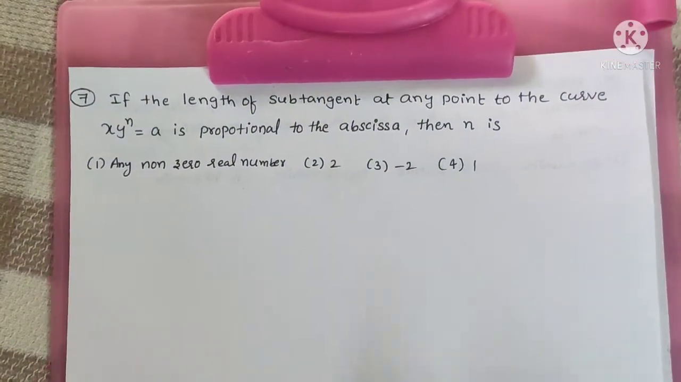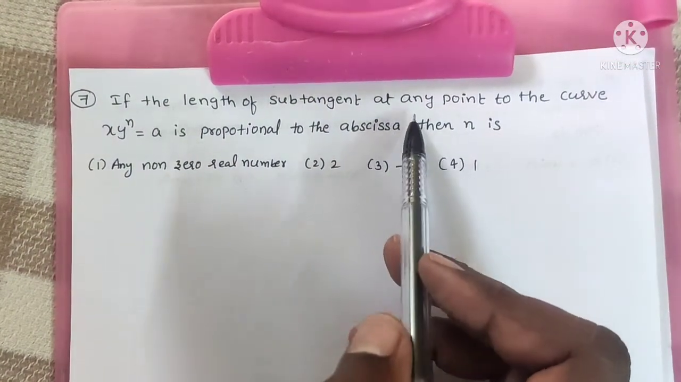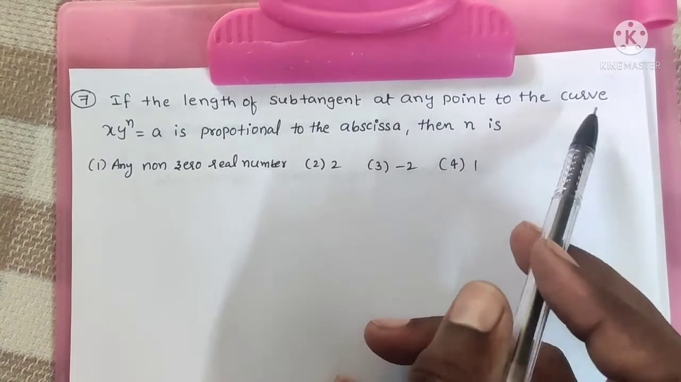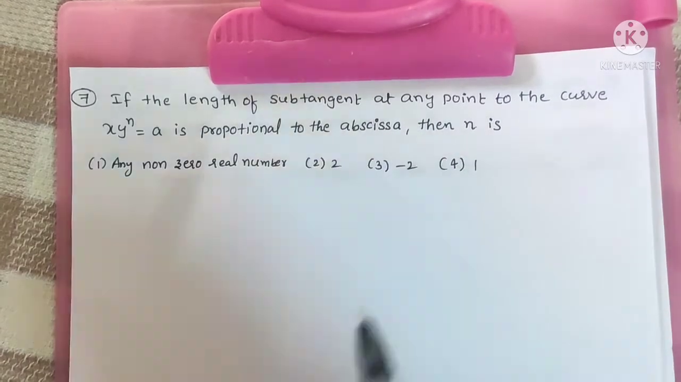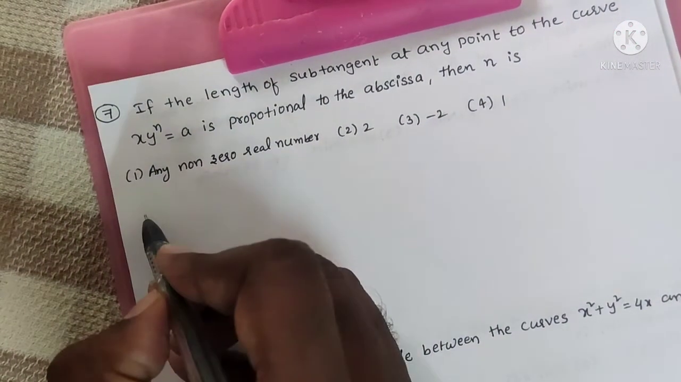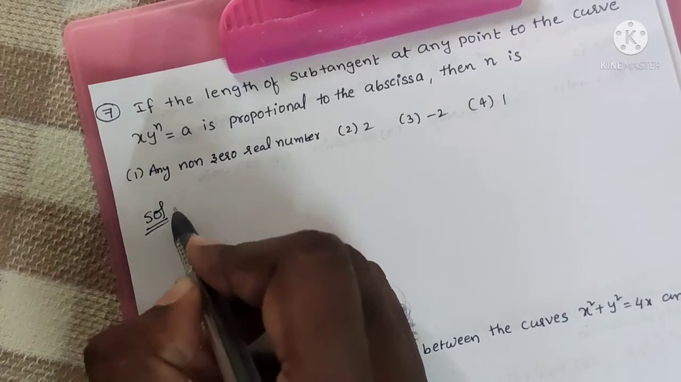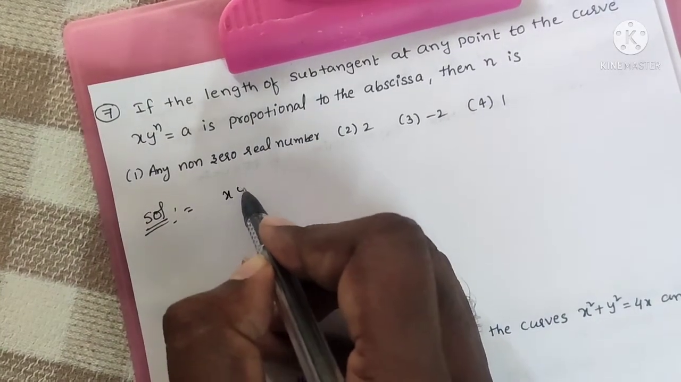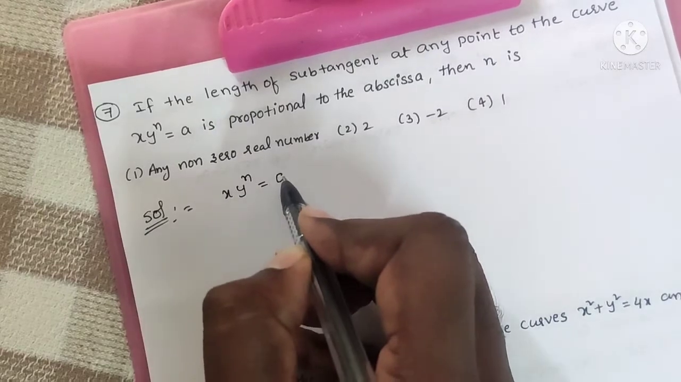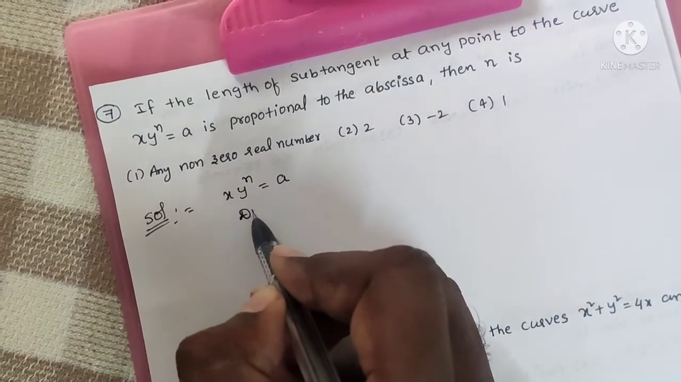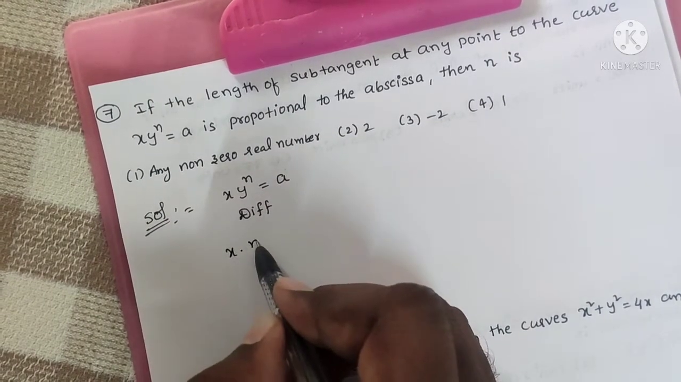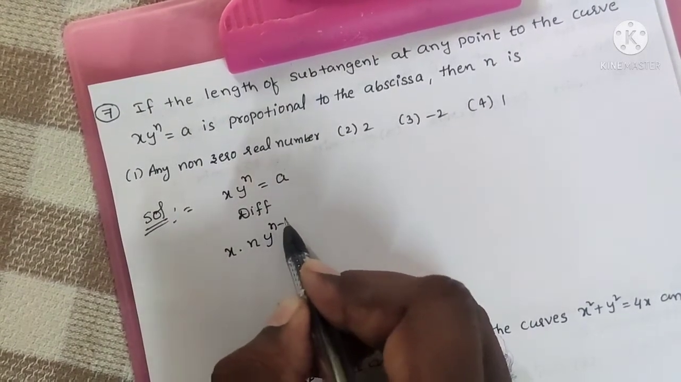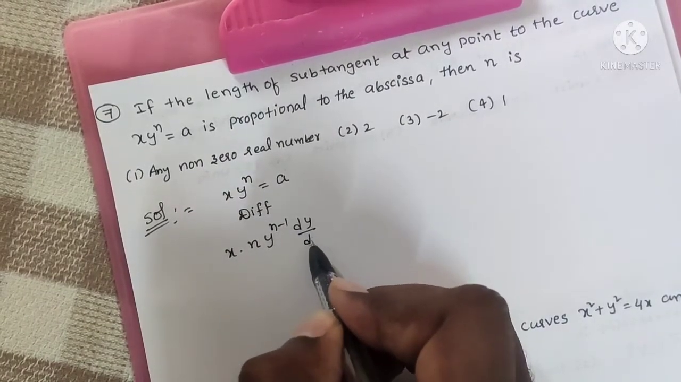Next question. Question number 7. See question number 7. The length of subtangent at any point to the curve is proportional to the abscissa, then n is which number? Okay. So here in this question, what is the given curve? x into y power n is equal to a. Differentiate this. You apply the UV formula. x into y power n derivative: n into y power n minus 1 into dy by dx.